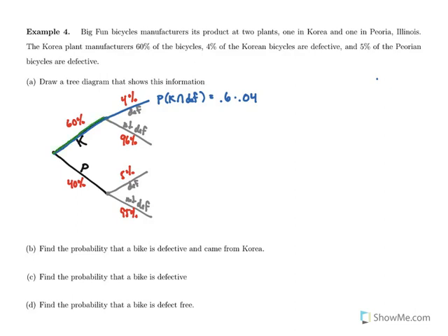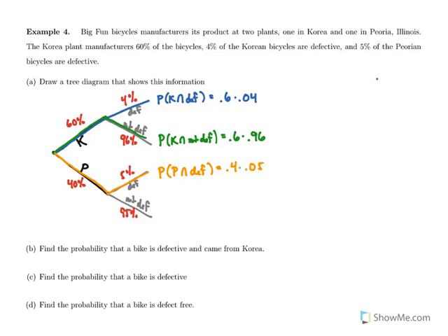The probability of Korean and not defective is going to be 60% times 96%. The probability of the Peoria plant being defective is going to be 40% times the 5%.